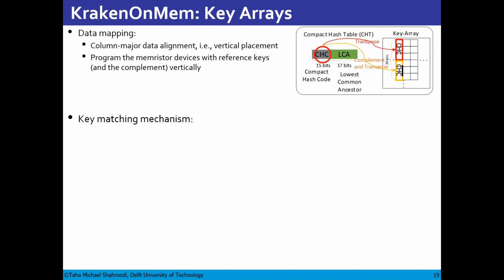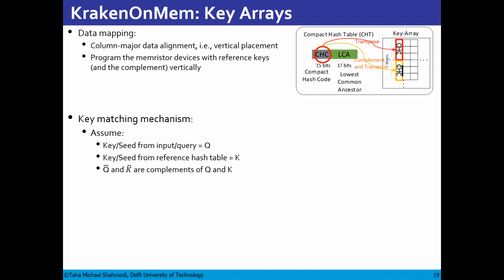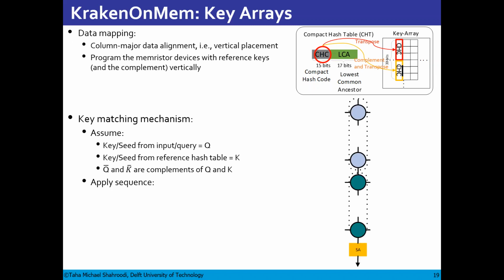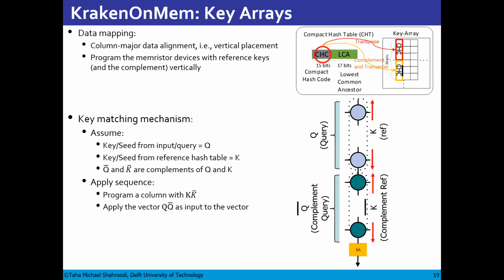But to understand our matching mechanism and its relation with our data mapping better, assume we use Q for an input key and K for a reference key. The Q bar and K bar are their corresponding complements. Now we program a column with a vector KK bar, which is K concatenated with K bar. Then we apply the vector Q bar as an input to the memory array.